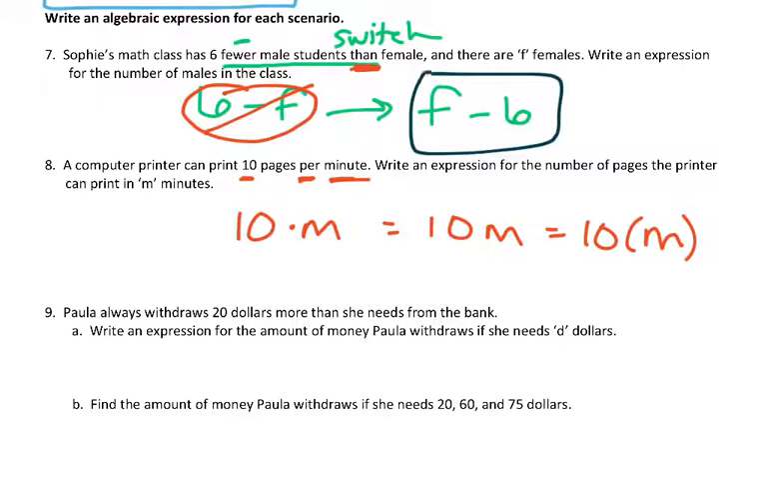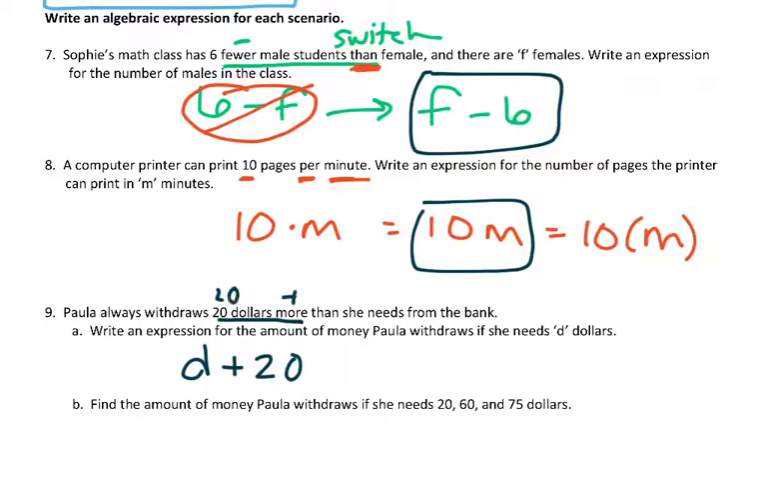Then our last example here, I like this one the best. Paula always withdraws $20 more than she needs from the bank. So she goes into the bank, she says she needs however much money it is, but then she adds 20 to it. Sweet. So they want us to write an expression for the amount of money Paula withdraws if she needs D dollars. So she goes to the bank knowing she needs D dollars, but then she decides to take $20 more. So again, $20 more is going to be the fact that we are adding 20 to what she needs from the bank, which is going to be our D.